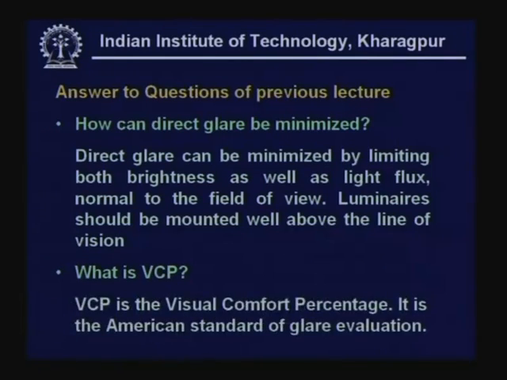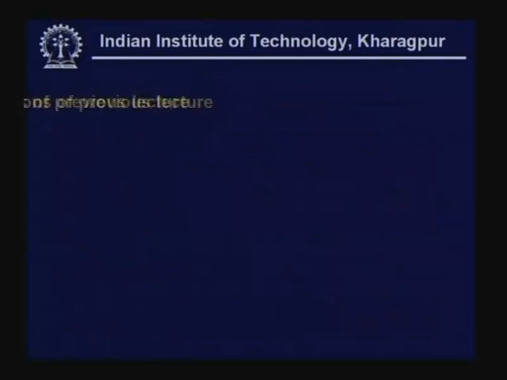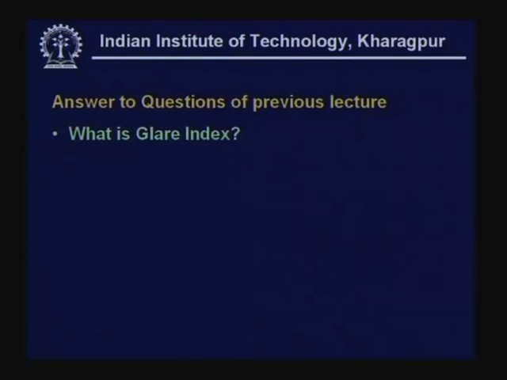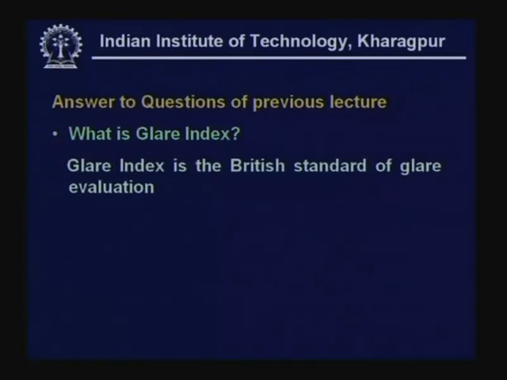What is VCP? VCP is the visual comfort percentage. It is the American standard of glare evaluation. It was discussed in the last lecture. VCP stands for visual comfort percentage, is the American standard glare evaluation process. What is glare index? The glare index is the British standard of glare evaluation. We had glare index, the luminance curve system and VCP. VCP is the American reference.